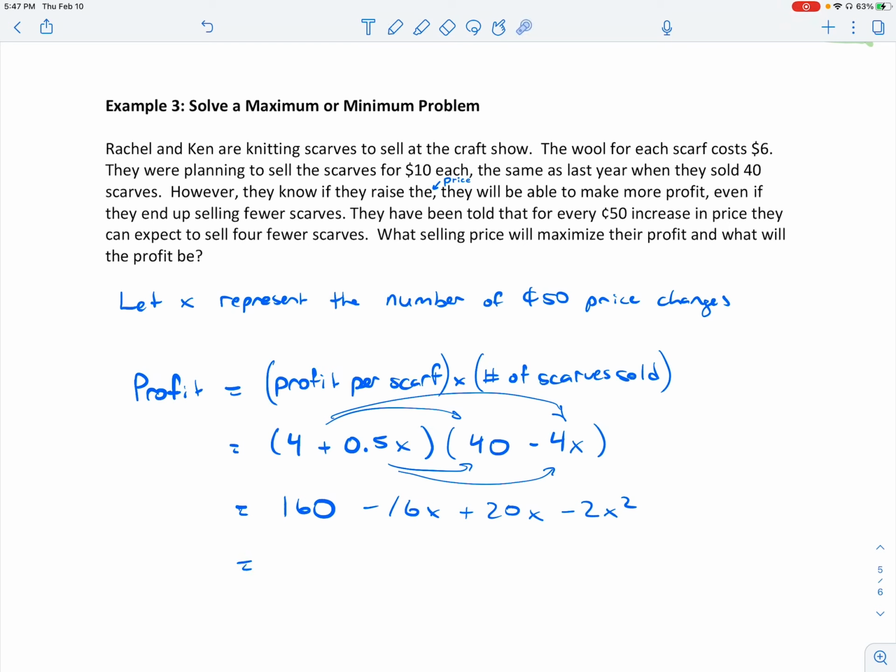Okay, in standard form, we need to have our term with the highest exponent stated first. So we're going to write minus 2x squared. We're going to collect like terms with these middle terms here. Negative 16 plus 20 gives us 4x. And then our last term, plus the 160.